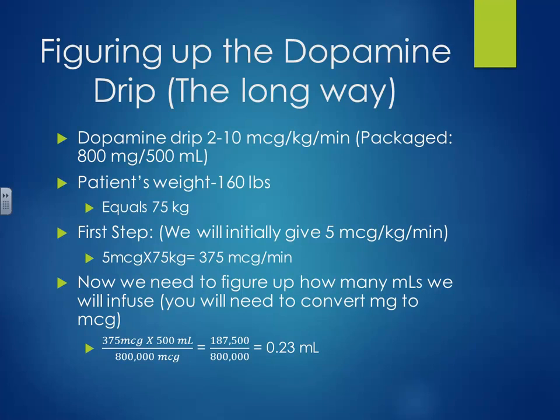Most of your dopamine is going to be in a 1600 microgram solution. 800 milligrams in 500 milliliters. All right? So, dopamine is a weight-based calculation, right? Starting at about 5, the first step. Are y'all paying attention here? Your first step, you're going to multiply your 5 mics times your 75 kilograms. So that's going to give you 375 mics per minute.